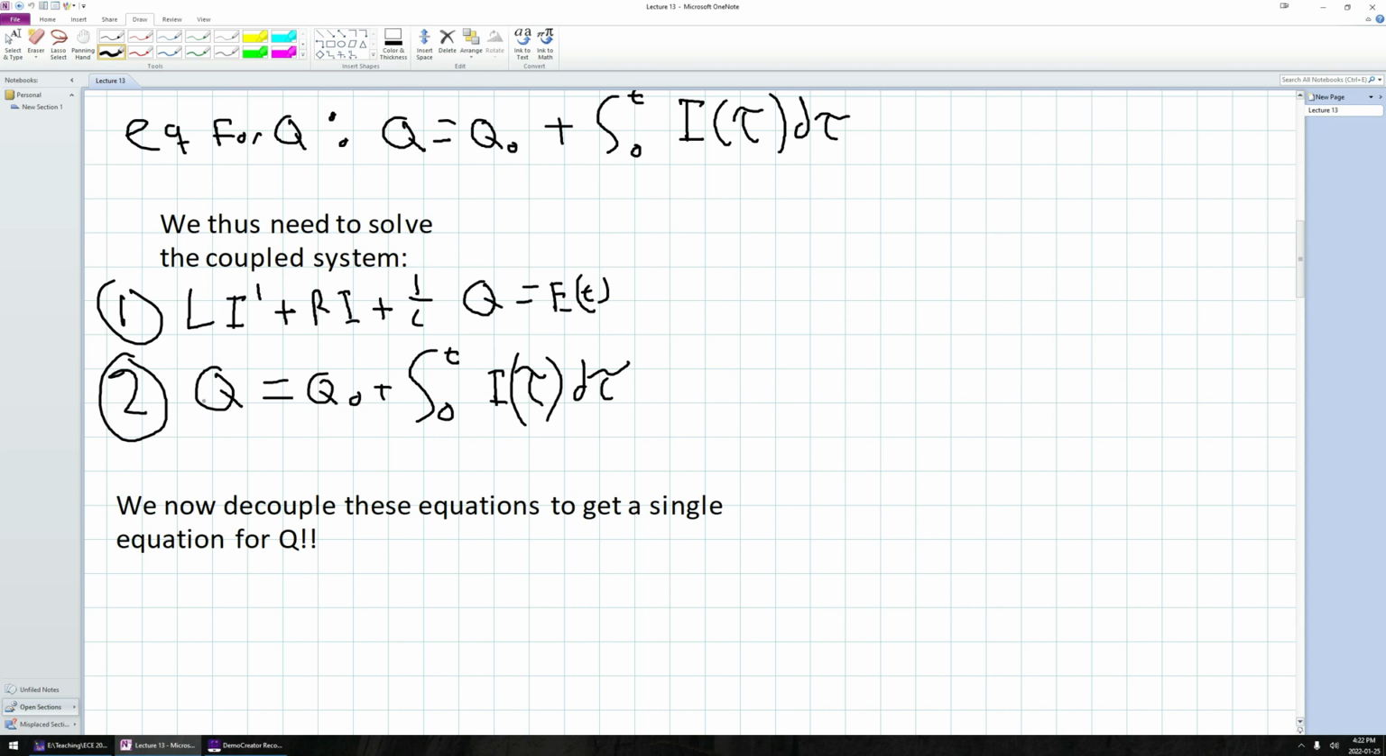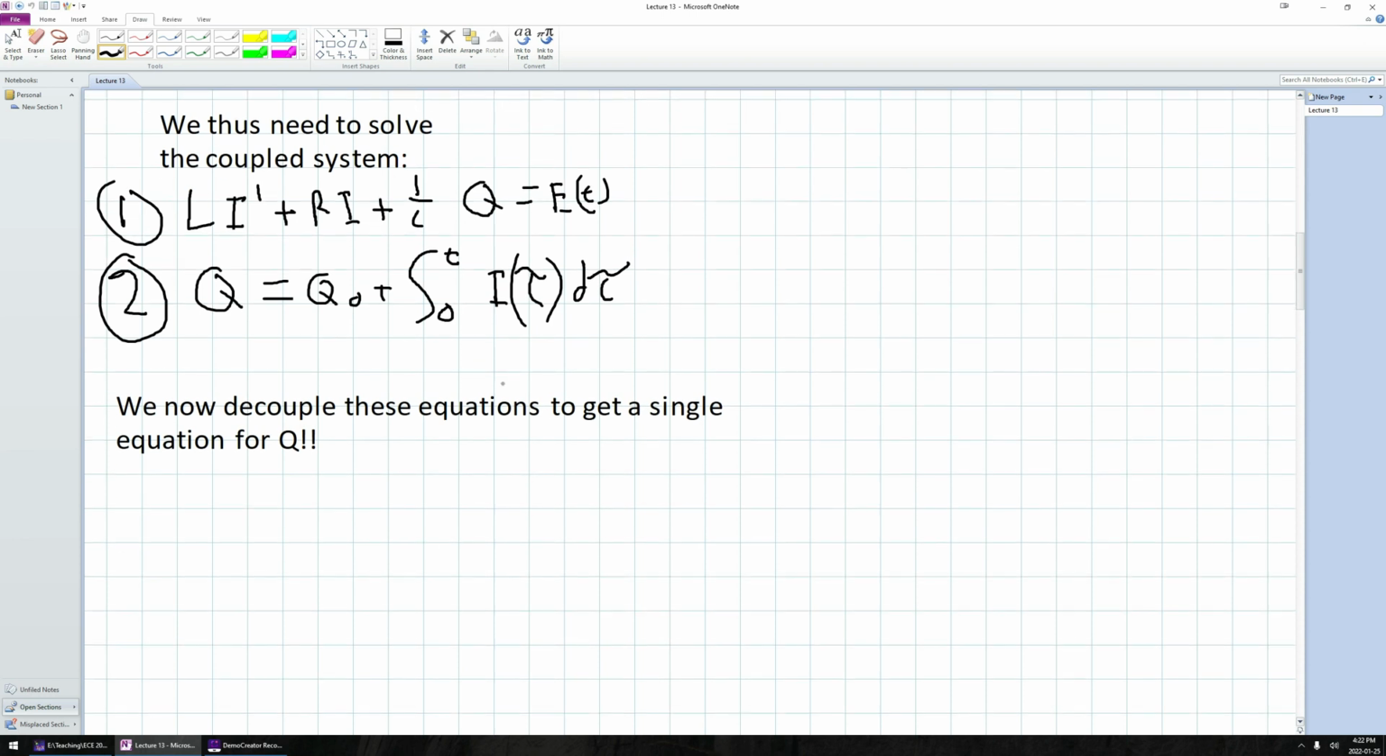On the other hand, if I could solve it for I, then I could plug it into this top equation 1 and I would be done. So I can't really solve this for I as it stands because I have this integral of I, but I can get rid of the integral. How can I do that? Well, I can compute the derivative with respect to time of equation 2. Okay, so if I do this, what happens?